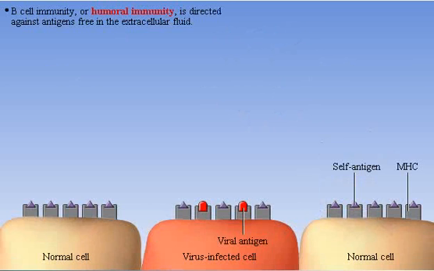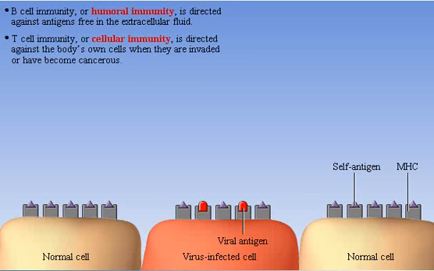Remember that B-cell immunity is humoral immunity and is directed against antigens free in the extracellular fluid. On the other hand, T-cell or cellular immunity is directed against the body's own cells when they are invaded or have become cancerous. Click the virus-infected cell.